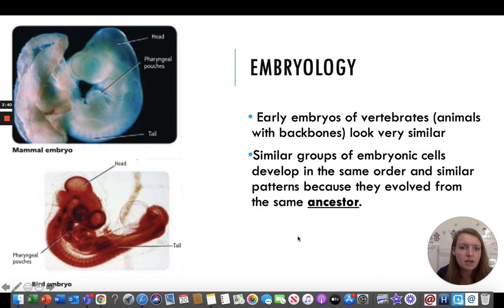They look very similar. And this is because similar groups of embryonic cells develop in the same order and in the same patterns. So this is rooted in their cells, rooted in their DNA, that these embryos develop this way. And that is because this pattern was inherited from the same ancestor that they share. So mammals and birds, we're vertebrates. We've got these vertebrae. We have an ancestor way back that at one point we shared before our lineages split and went their separate ways.